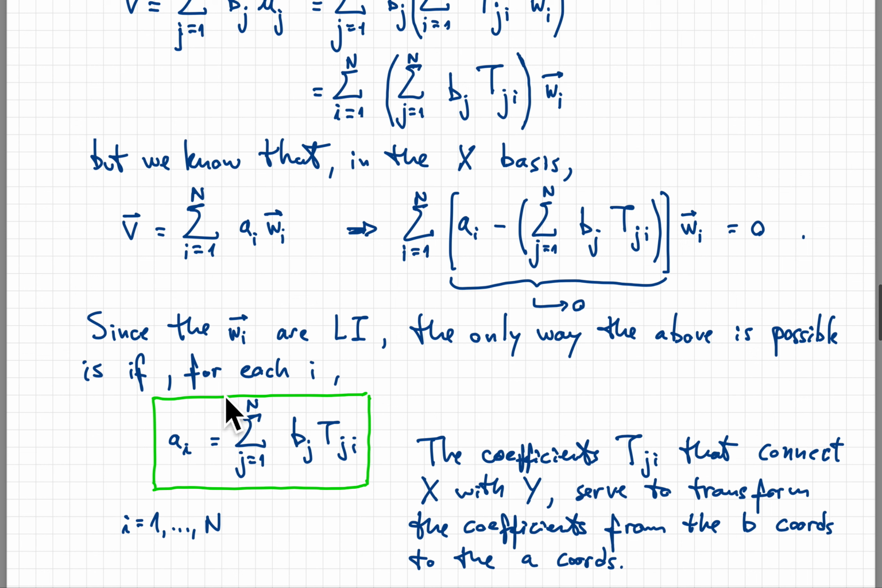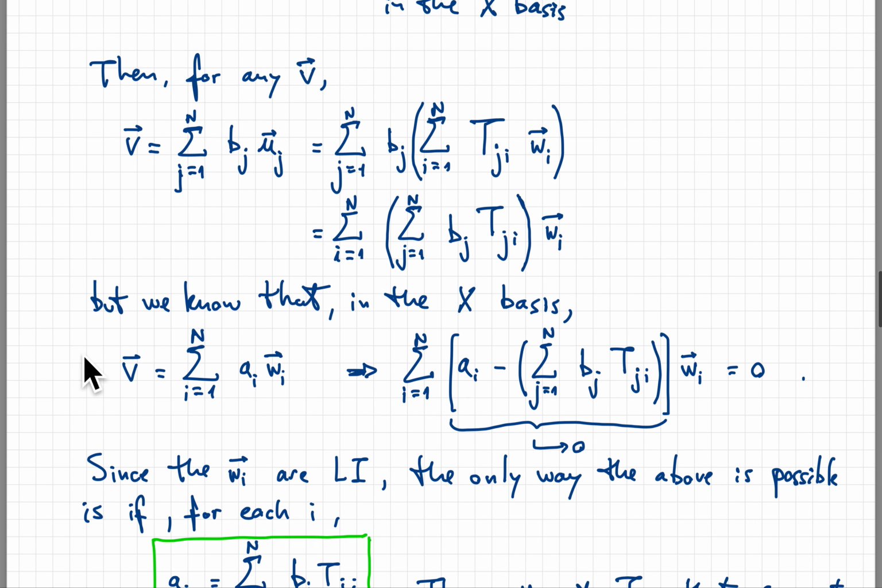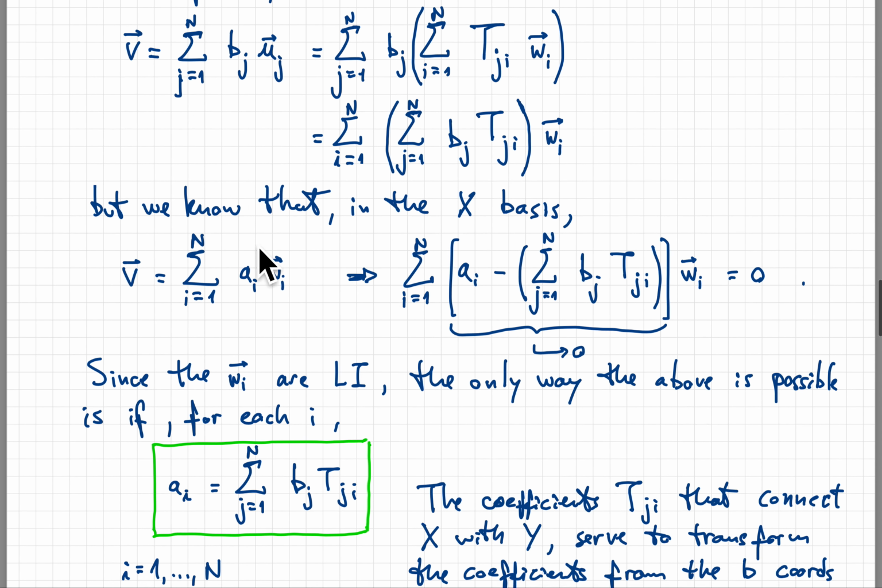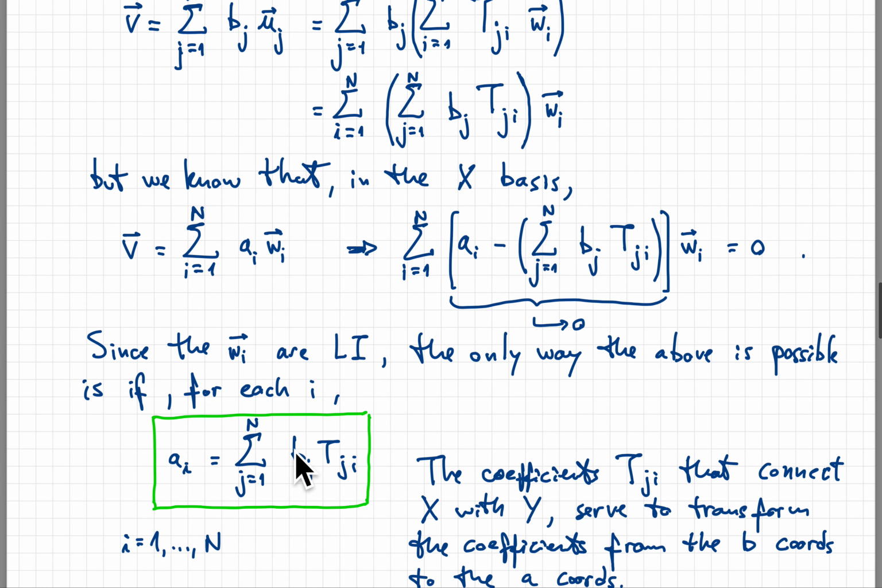And what this tells us is that in order to transform from the coordinates in the y basis given by b sub j to the coordinates in the x basis given by a_i, we have to do this calculation. We have to do this sum from j equals 1 to n of these coefficients with t_ji. And so this t_ji, remember, are what relate the x basis to the y basis in this way. The x basis is related to the y basis in this fashion, t_ji. And we are reusing those here to flip the coordinates from the y basis to the x basis. So this is how you do it.